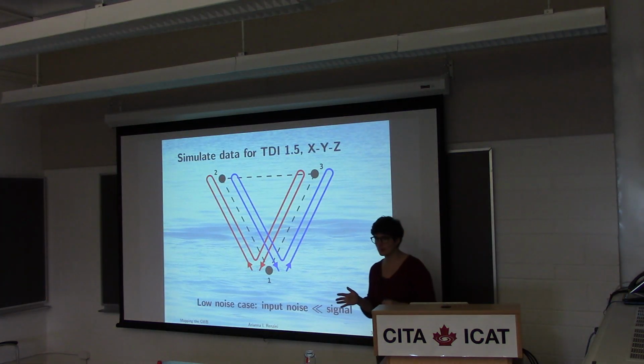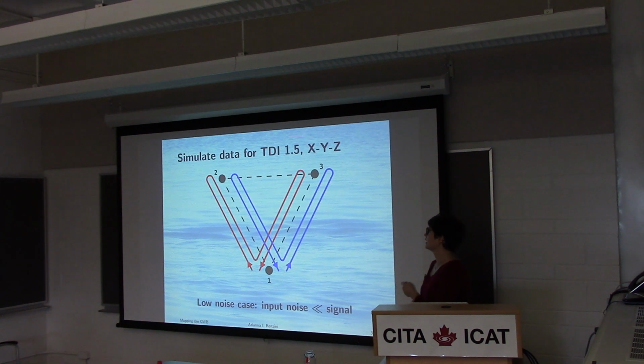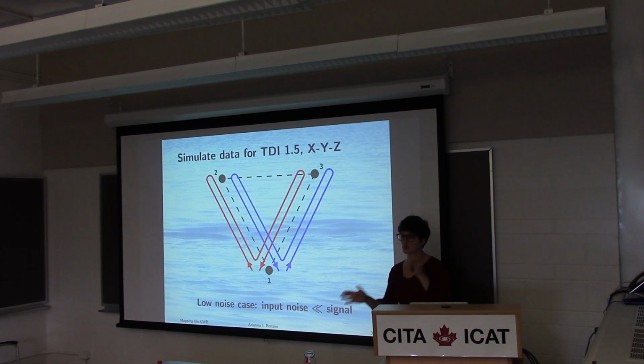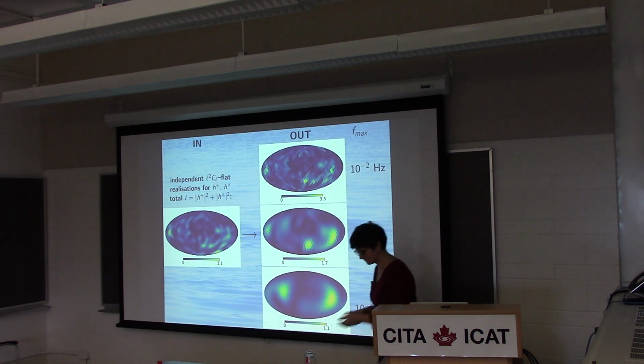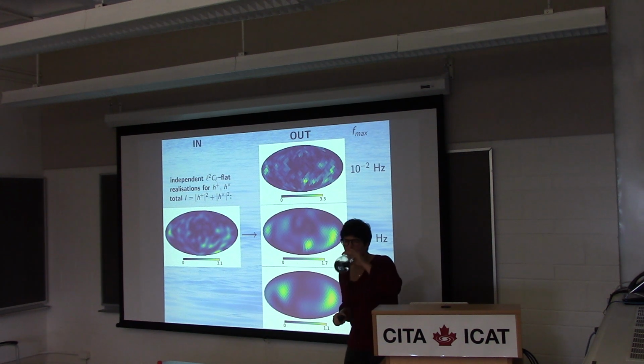So we run with that, and we simulate the data. So we're using TDI 1.5 configuration, so the response functions for TDI 1.5. And we simulate for the three configurations X, Y, and Z, and carry out our estimation. And this is what we get. Dramatic pause.